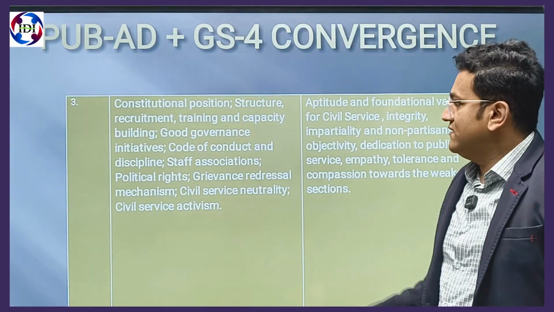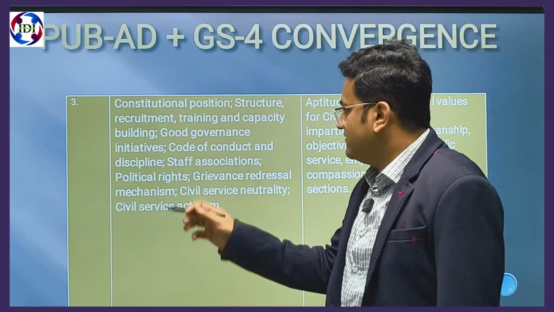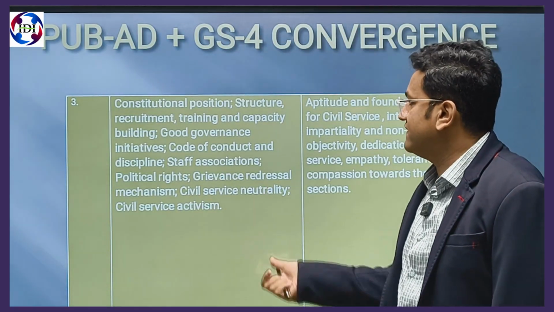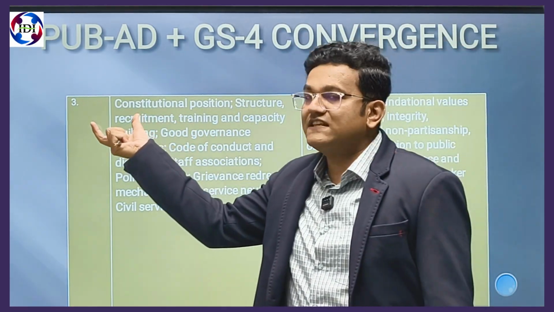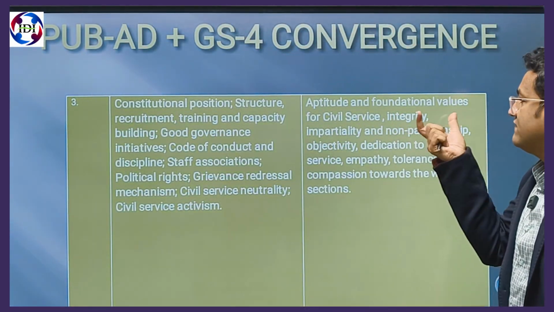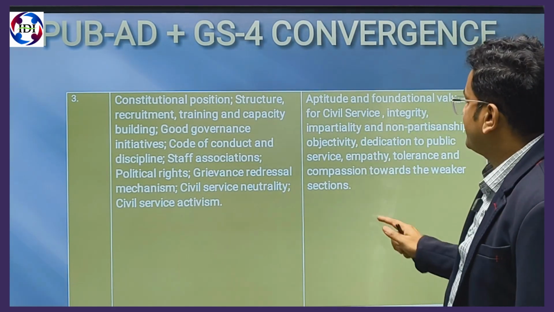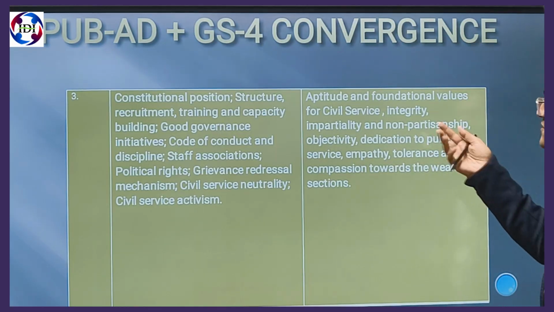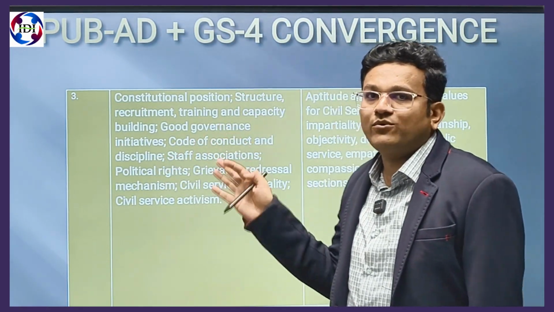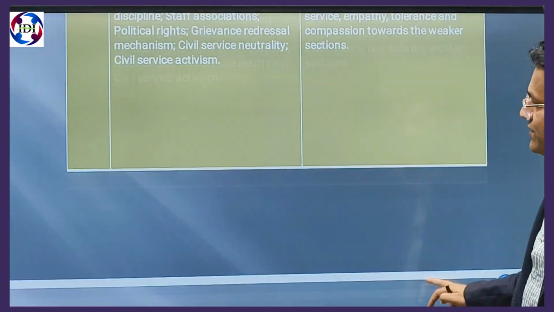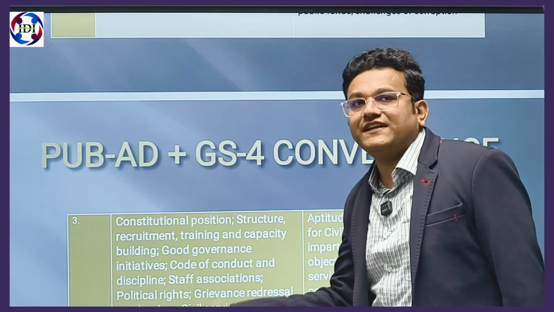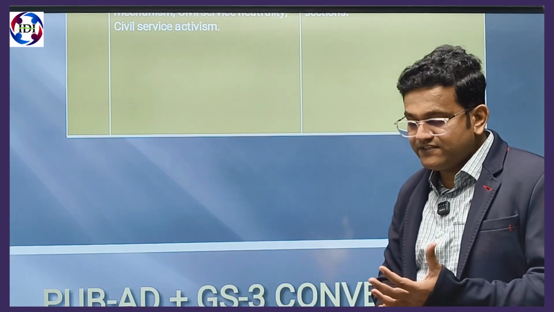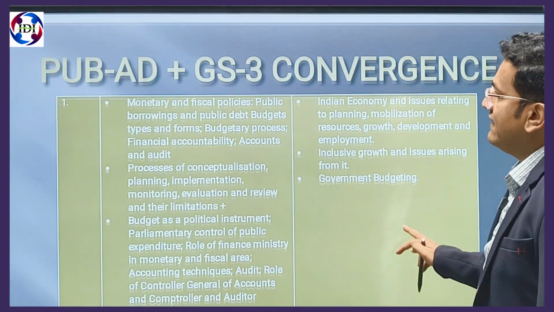Then again the next topic, the civil services. Here also code of conduct, discipline, grievance redressal, civil services neutrality, civil services activism. And this entire chapter is revolving around civil services, which is the name of the chapter. And here aptitude and foundational values for civil services, same. Here just different values have been mentioned. Here it is implicit, miscellaneous portions of civil services have been asked. So this is how GS4 and public administration have 3 chapters in common: civil services, then personnel administration and administrative ethics, foundational values, etc.